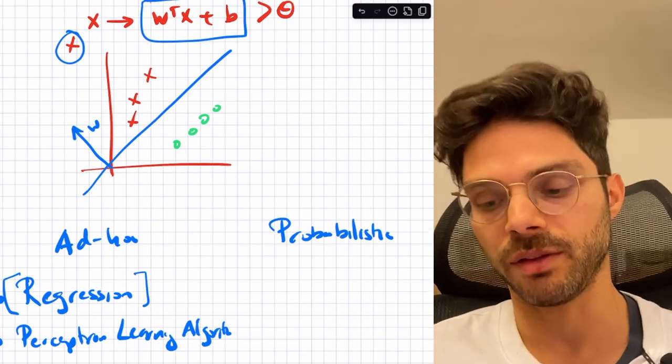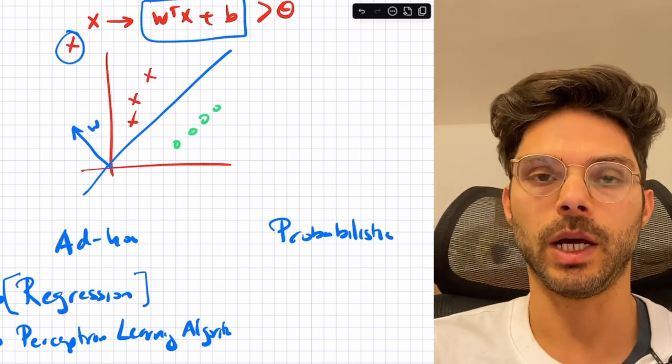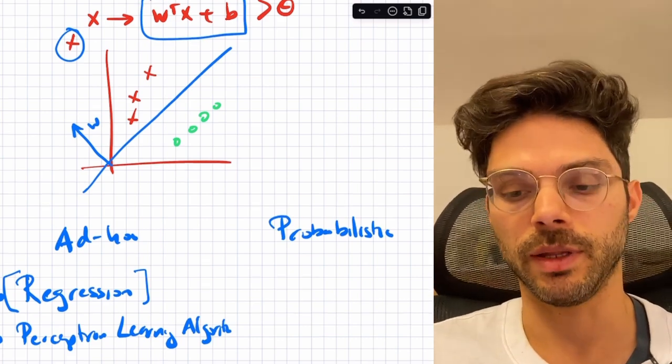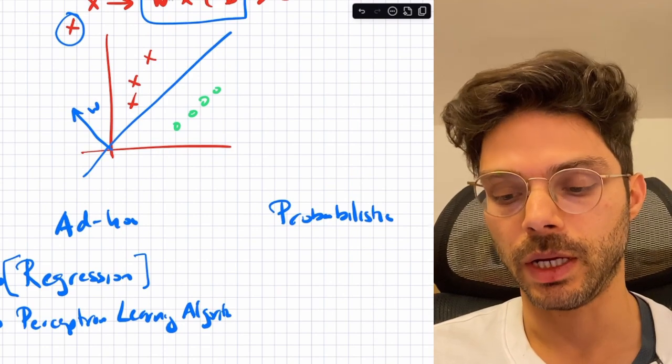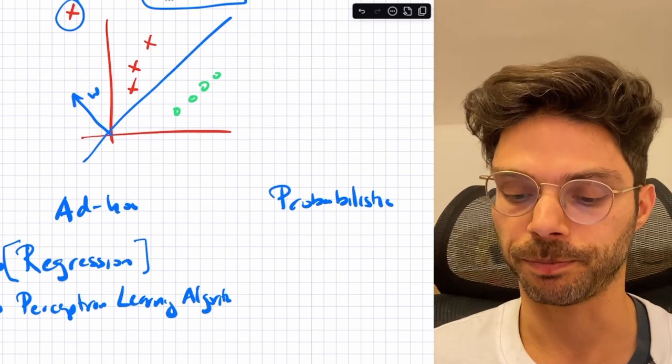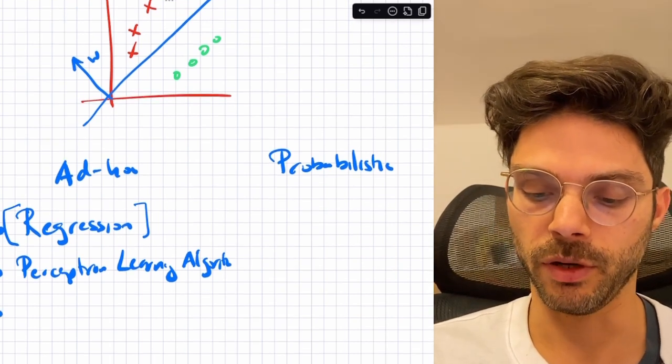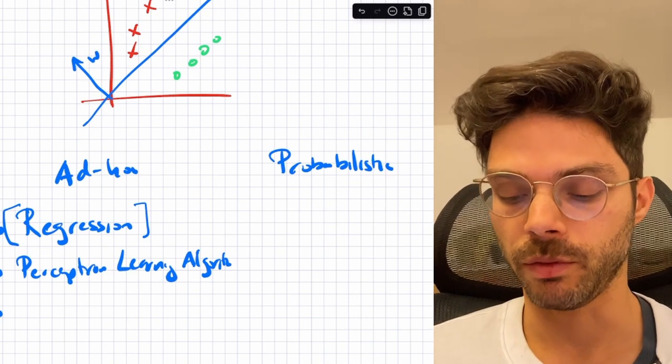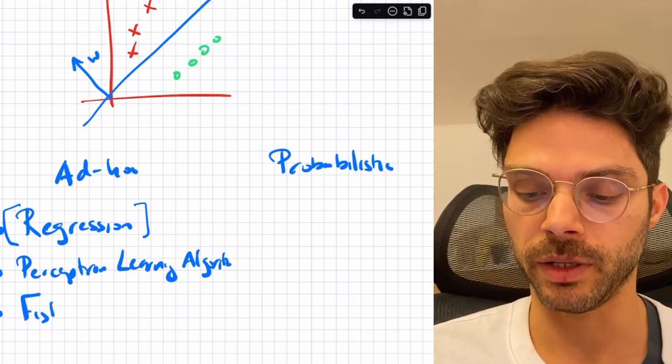It's a process that gives you a solution, but at least the loss function, if there is one that it minimizes, or more than one, is kind of less obvious. And then finally, there was another kind of intuitive approach. This was Fisher's linear discriminant.